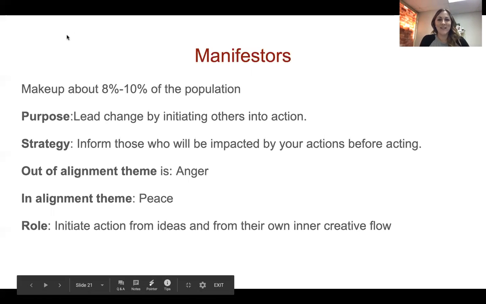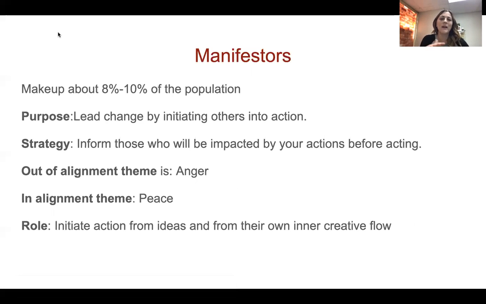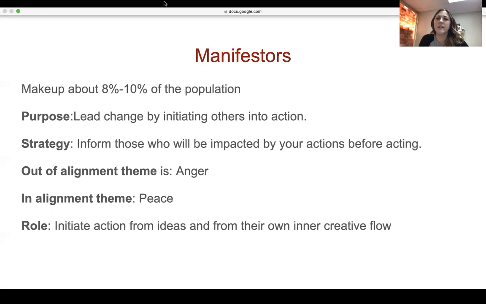Anyways, so manifestors, we're going to talk about manifestors first. They make up, it's funny because I put 8 to 10% of the population here. I've heard 9. And here's the thing, don't they get these stats off of however many people enter their charts into the system? So it's kind of shifting a little bit all the time. I honestly don't know where they get their stats. And I've even heard that there's more reflectors than there used to be. So take it with a grain of salt.